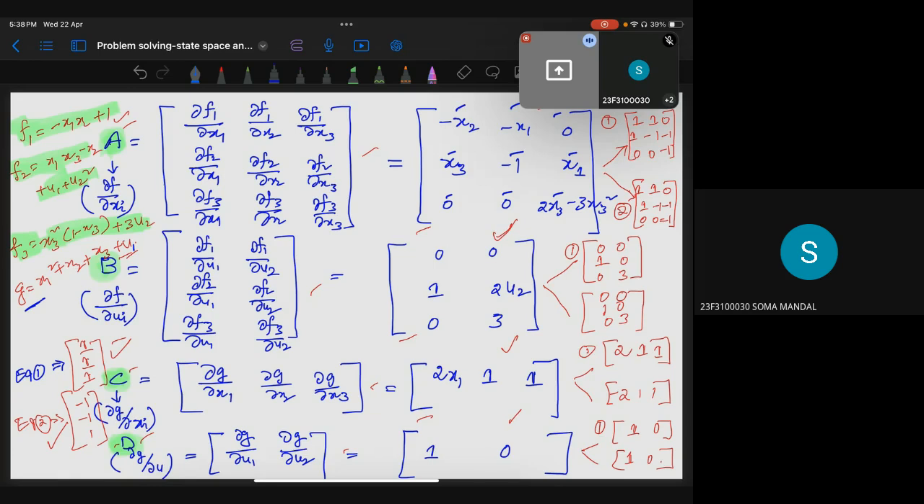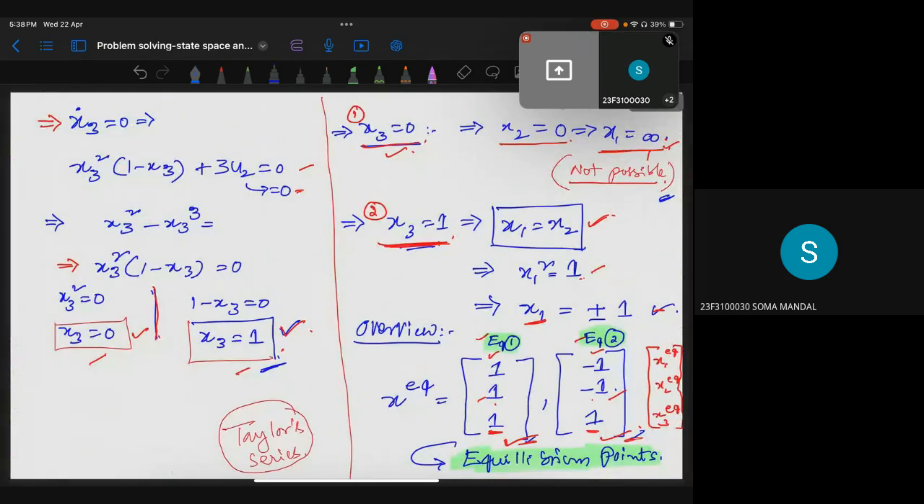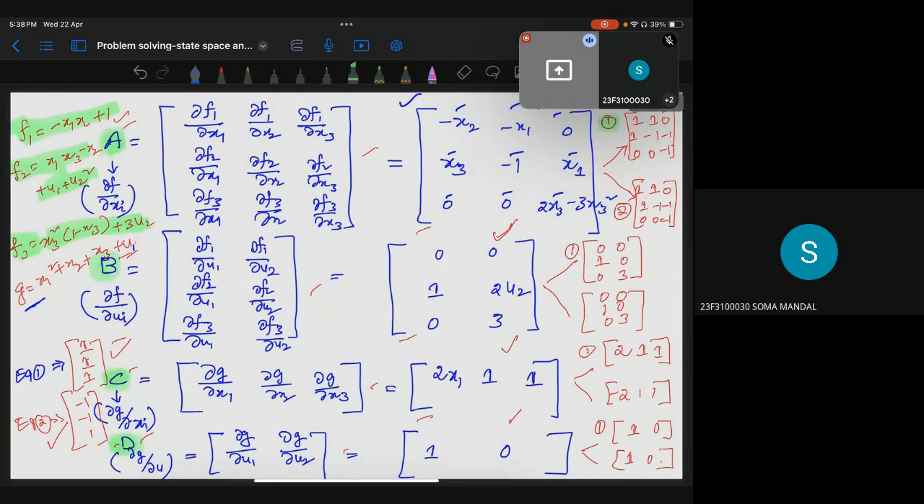This is the matrix. In this matrix, if you substitute the first equilibrium point in place of x1, x2, x3, you will get this matrix. Then substitute the second equilibrium point, and you will get this matrix. Is this process clear? Similarly, then the B matrix.